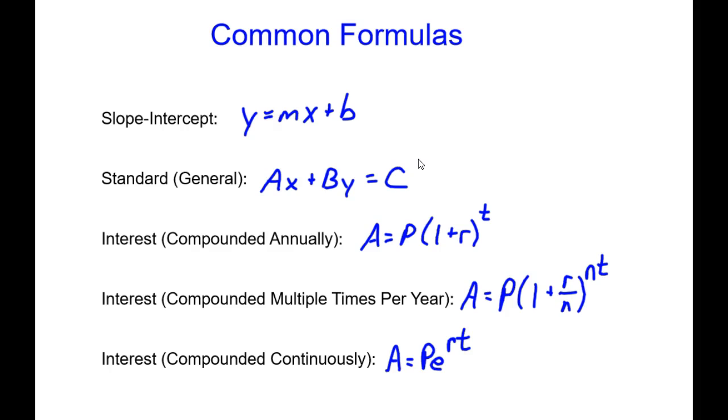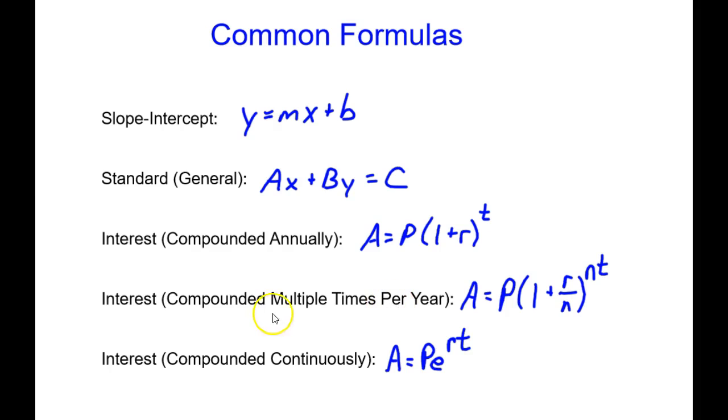And then we had equations for calculating the amount of money in an account or something like that based on interest. So if it's compounded annually, we have A equals P times a quantity of 1 plus r raised to the t. P is the principal amount, the original amount. R is the interest rate as a decimal. And then t is the time, normally in years.